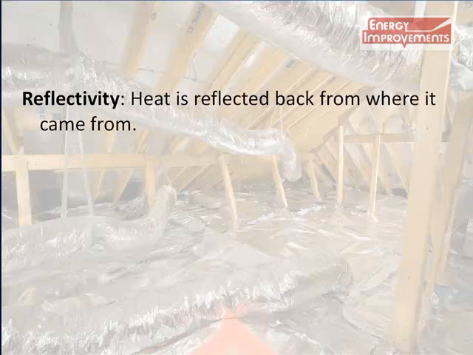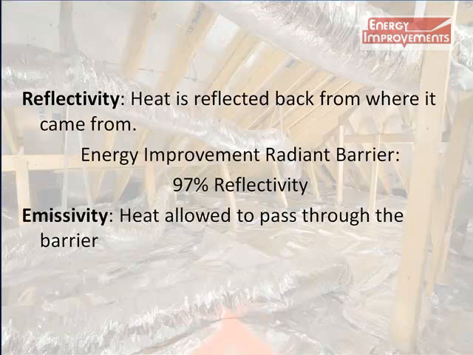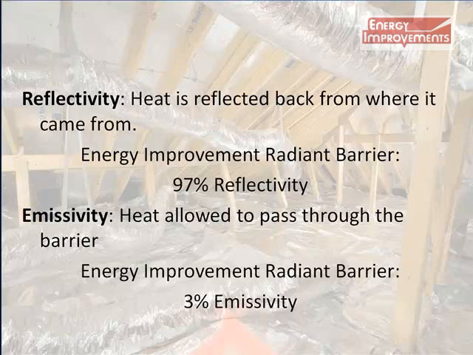Reflectivity. Aluminum is reflective on the hot side, which means it will reflect the heat back from where it came from. The Energy Improvement Radiant Barrier has 97% reflectivity. Next, radiant barriers work off of the emissivity principle, which means the amount of heat that can pass through from the hot side to the cooler side. Energy Improvement's radiant barrier only allows 3% of radiant heat to pass through.